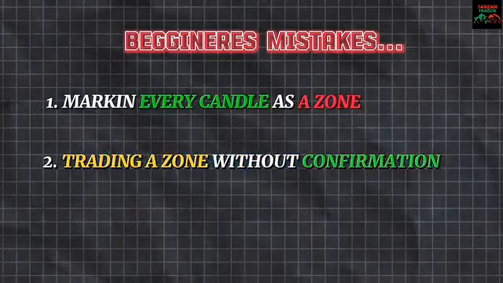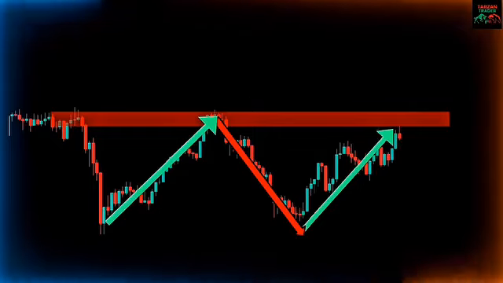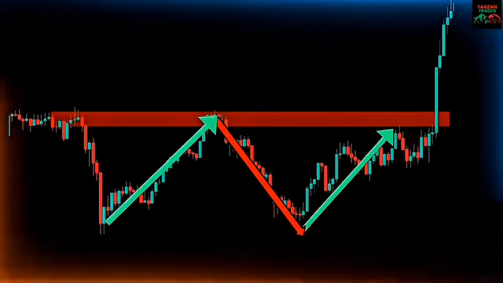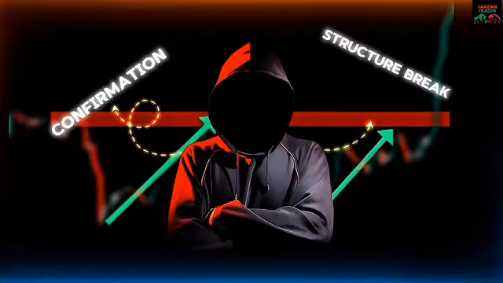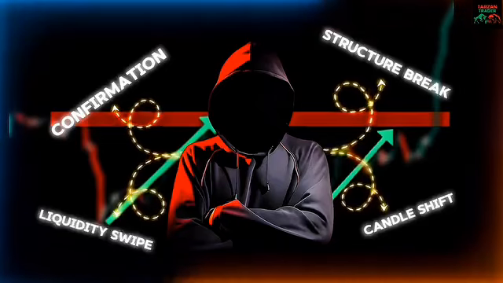Mistake 2. Trading a zone without confirmation. Just because price touched a zone doesn't mean it will react again. Zones are not entry signals. They are areas of interest. Professional traders wait for confirmation. Structure break, candle shift, or liquidity sweep first, then they enter.